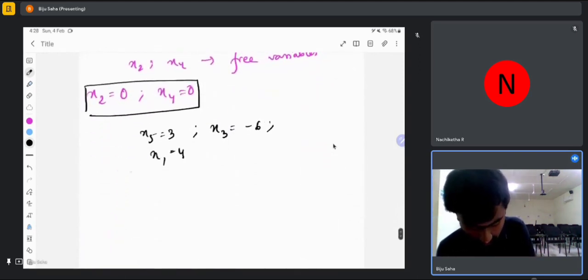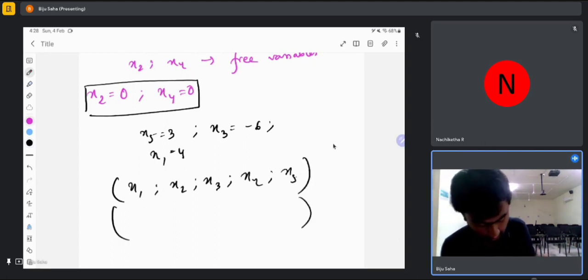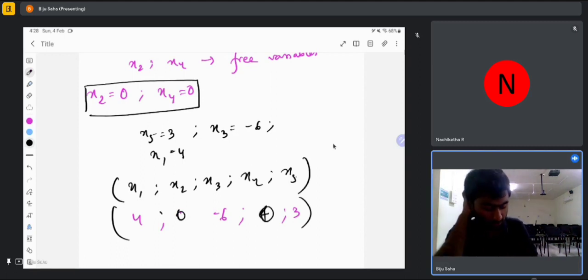So the solution to this is x1, x2, x3, x4, x5. My leading variables have achieved the values 4, and 0, and minus 6, and 3, so x1 is 4, x3 is minus 6, and x5 is equal to 3. These are the values of the leading variables given the values of the free variables, which are right now 0 and 0. So you can pick any two values of x2 and x4.